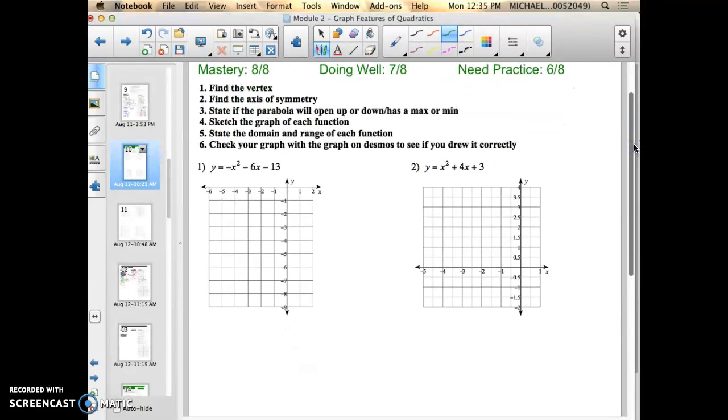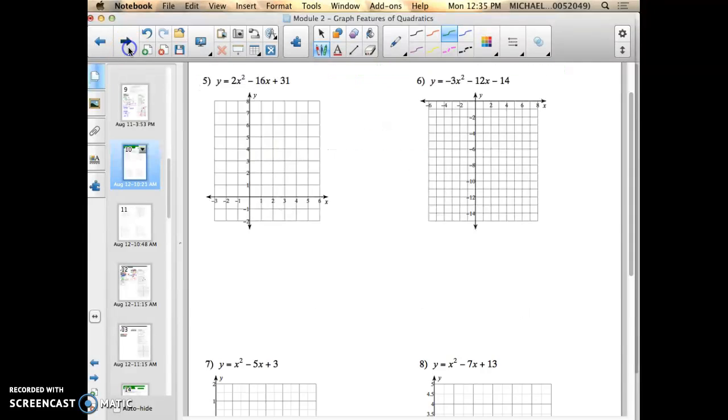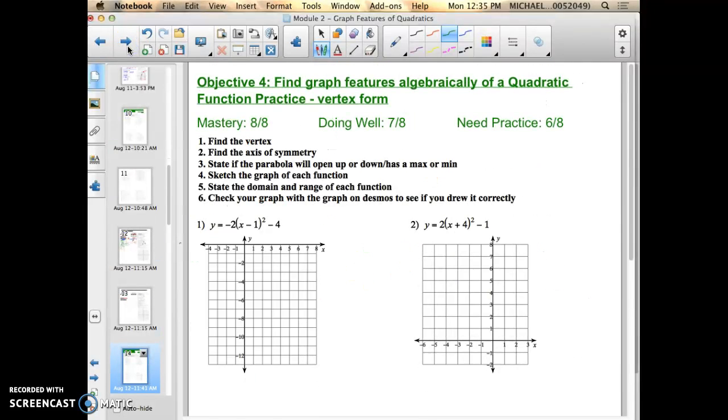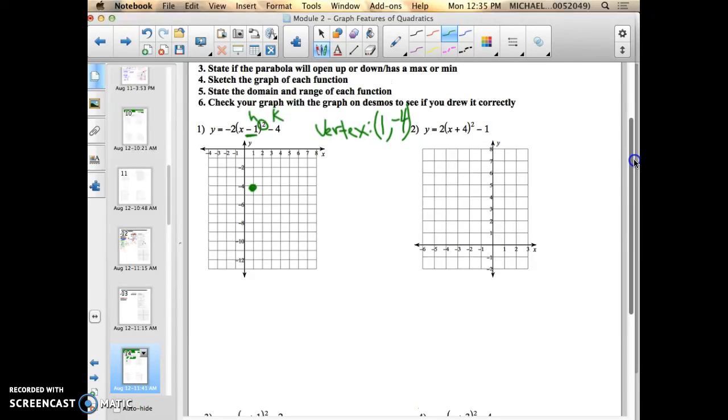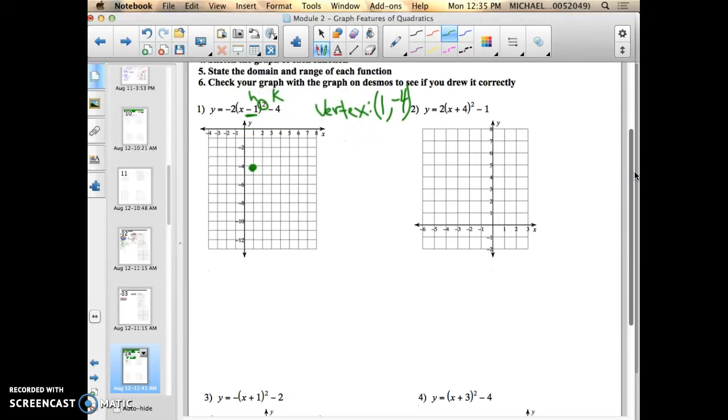It says to find the vertex. So example 1 here. The vertex is, this is the h value, this is the k value. The h value is negative 1 here, but it's lying to you. Anything to the left is lying to you. So the vertex is positive 1, comma, k is telling the truth, negative 4. So I can plot that 1, comma, negative 4. I know that it's opening down because of that negative 2, so it's looking something like that.